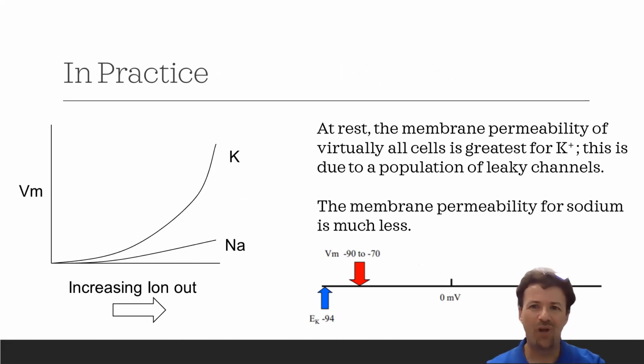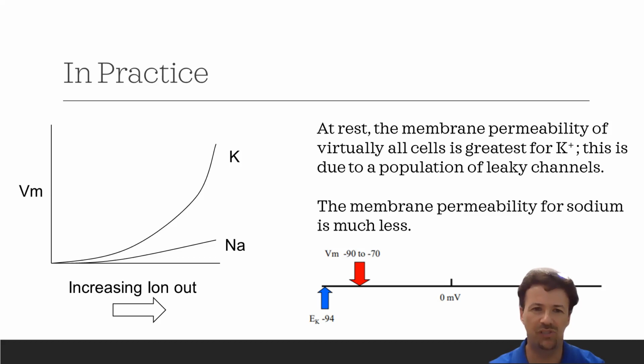Now, at rest, the permeability of the cell membrane is much greater for potassium than it is for sodium. And the reason for this is there are a lot more potassium leaky channels than there are sodium leaky channels. And different studies have come up with different values, some as low as 50 times more potassium channels, some as high as 400 times more potassium channels. But the basic principle is that there are a lot more potassium leaky channels than sodium. That means the cell membrane is a lot more permeable to potassium than it is to sodium.